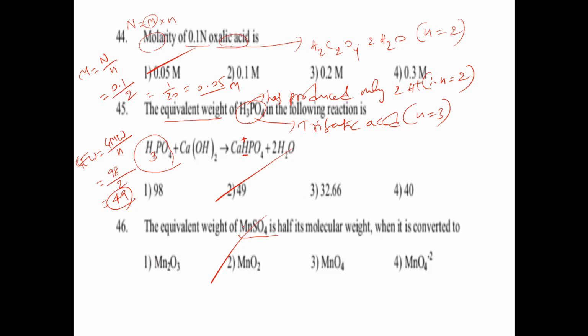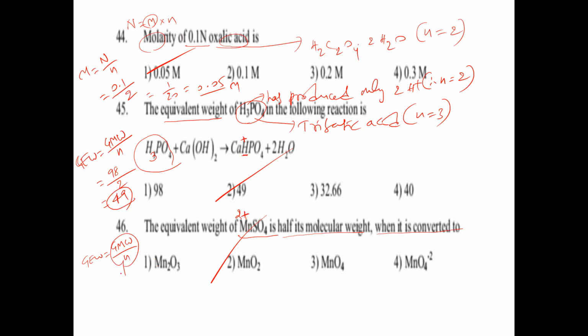Here in manganese sulfate, manganese has only a +2 charge. The charge of manganese is +2. So the equivalent weight of MnSO4 is half of its molecular weight when it is converted to what? Generally, what is the gram equivalent weight formula? Gram molecular weight by n factor.